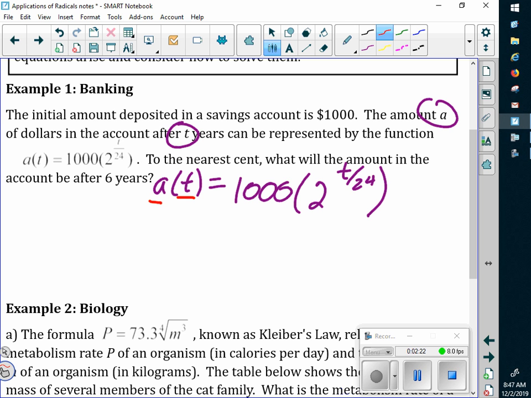To the nearest cent, what will the amount in the account be after 6 years? Okay, what do we do with 6? Plug it in for T, right. Okay, so I want you to write this down on yours. I want you to write A of 6, because we're substituting 6 in for T. 1,000 times 2 to the, now Gavin, I think said it, 6 over 24 would simplify to a fourth, right?